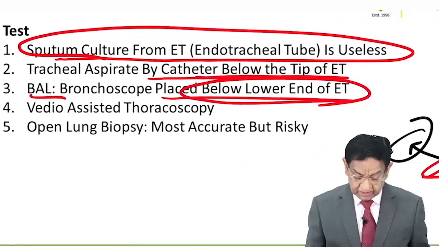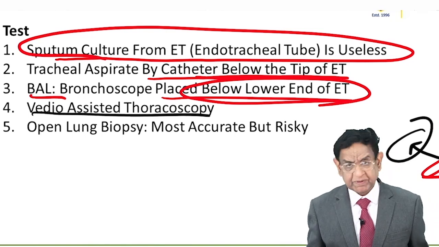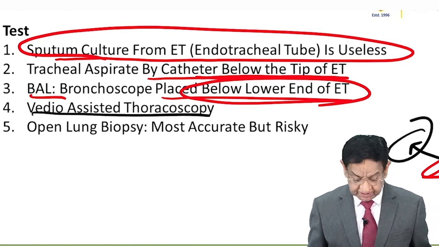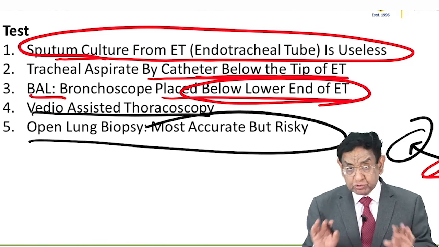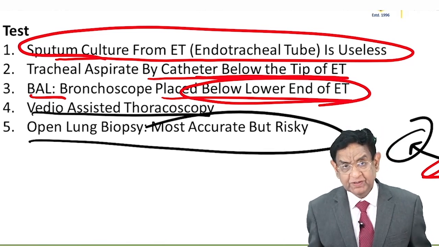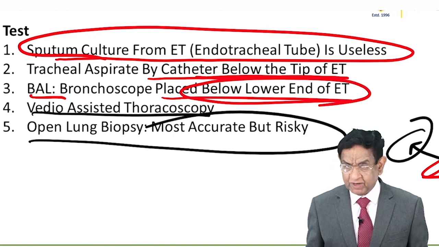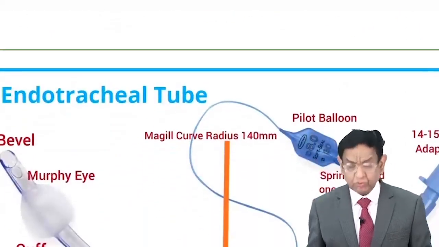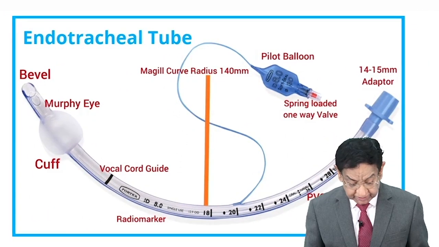Okay, if not, there are other options like video-assisted thoracoscopy, but not a very common investigation. Open lung biopsy is the most accurate but risky, usually not done. It's my duty to tell you what to do, what not to do, and how much risk there is. Before I go on, some of you youngsters may not have seen the endotracheal tube.